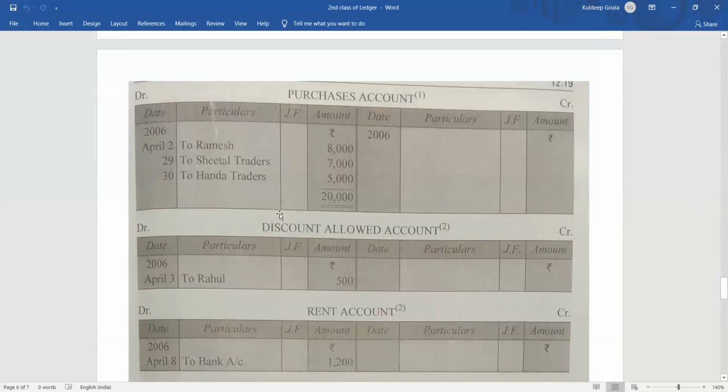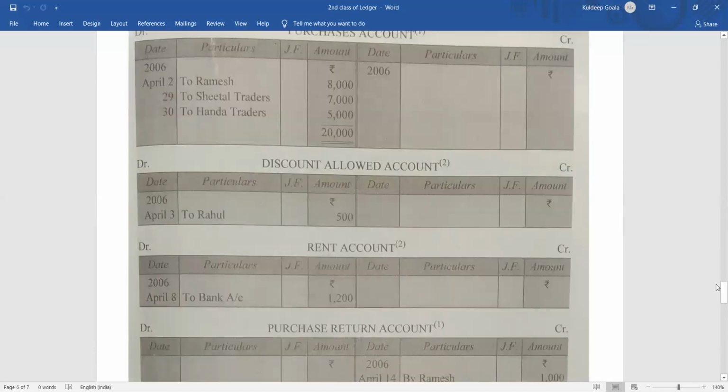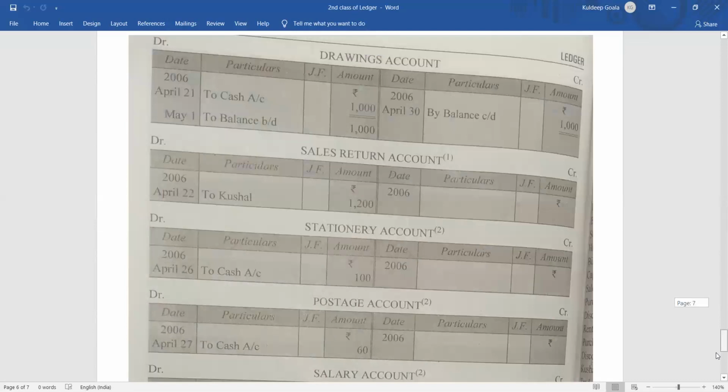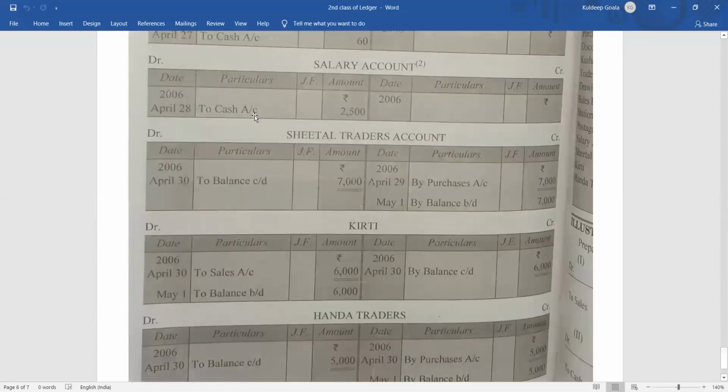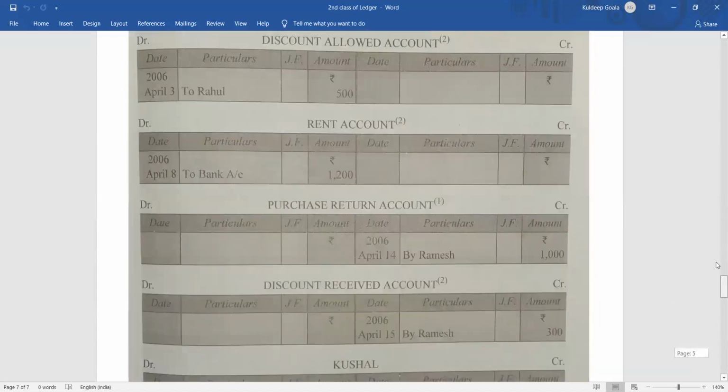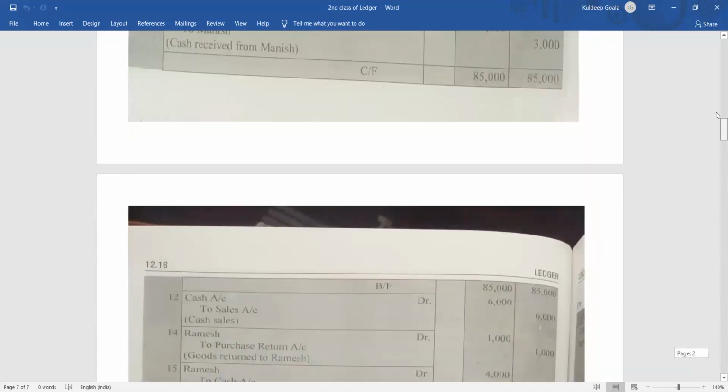Now Sital trader credit side. What will you write in the Sital trader credit side? By purchases account. Sital trader credit side by purchases account 7,000. Clear? This will give you the knowledge that from Sital trader we have done purchase of goods. Okay, is it clear? Now coming back to the remaining questions.